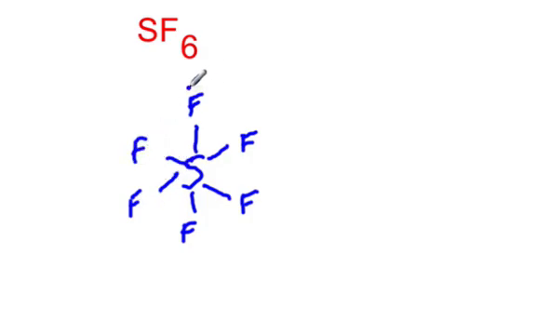And each of these fluorines is going to have 6 unbonded electrons around it in its valence shell.